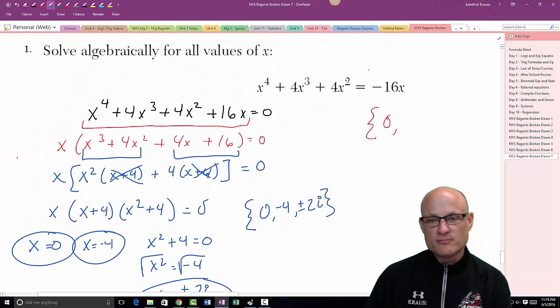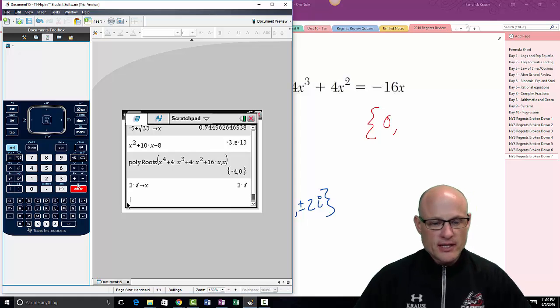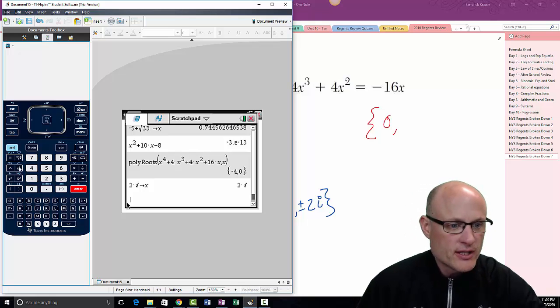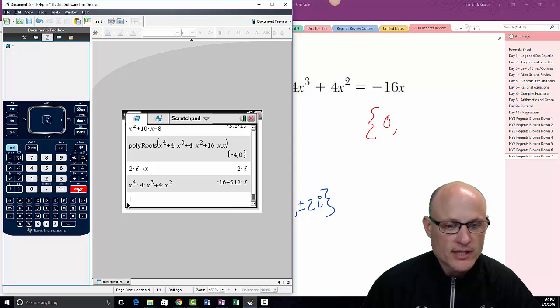Now I can check those if I want to, but right now I'm not going to bother. They all work. I can even check 2i. I'll show you that real quick. 2i, control var x. And let's just see. We're going to type in x raised to the 4th, get out of exponent mode, 4x cubed, get out of exponent mode, plus 4x squared. Enter. I get that weird answer. And then I'm going to type in negative 16x.